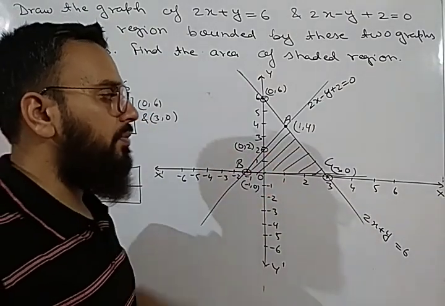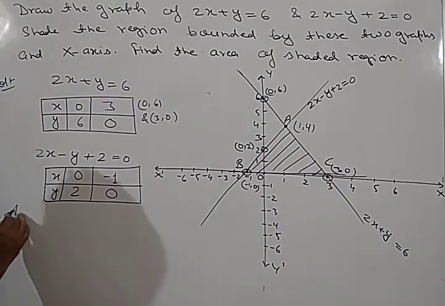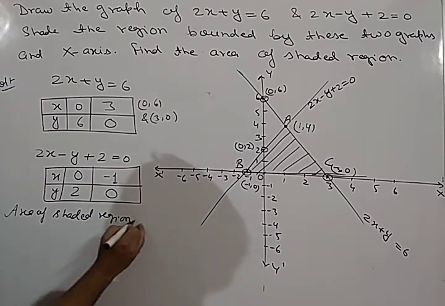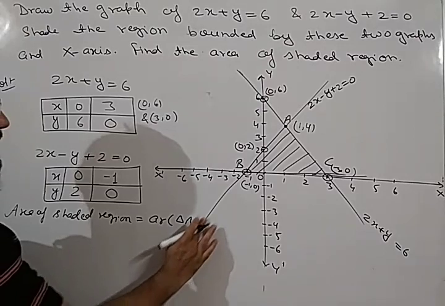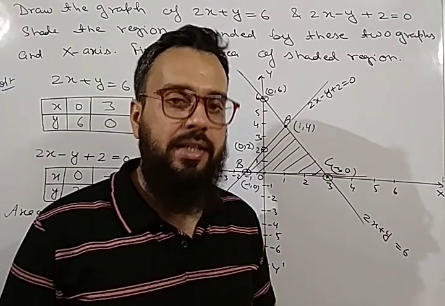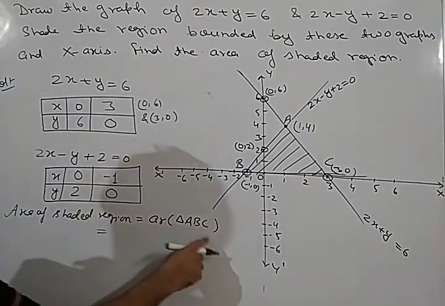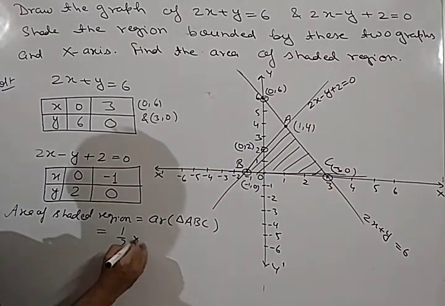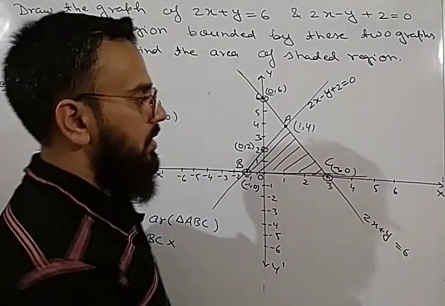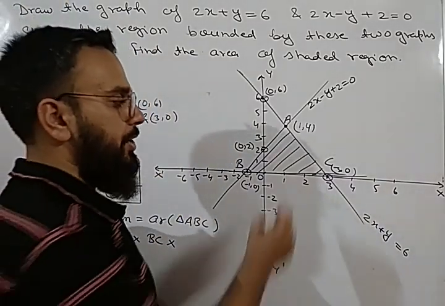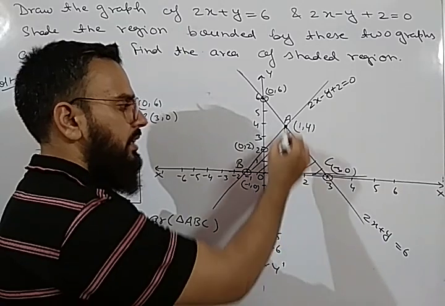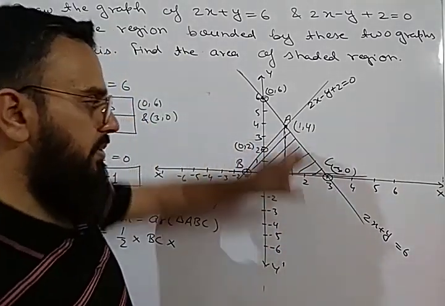Then how will you find the area of this shaded region? Now we have to find area of shaded region. It is equal to area of triangle ABC. And we know what is the area of triangle. It is half base into height. So what will be the area of triangle ABC? Half. What is the base of this triangle? Base is BC. And what is height? Height is always perpendicular height, or we can say altitude. So this will be the perpendicular height. This is a right angle. If you draw this line, then it will be a right angle. So this will be the altitude or the height.